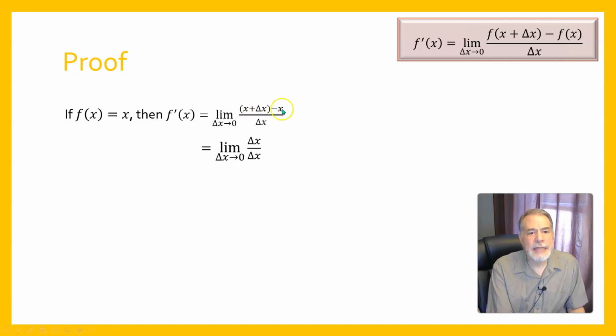But now we're looking at delta x over delta x. Any number, and remember delta x isn't equal to 0, it's just close to 0, so any number, even one that's close to 0, divided by that exact same number always gives you 1. And now the limit of a constant is just that constant. So as delta x approaches 0, the limit is just 1.